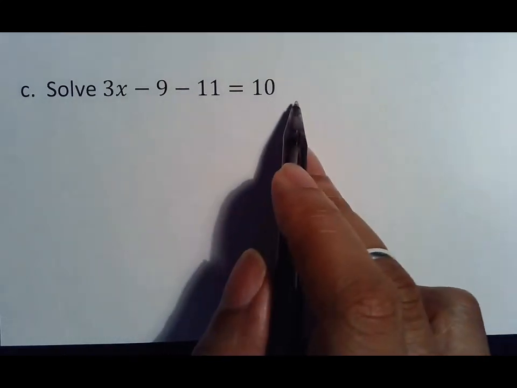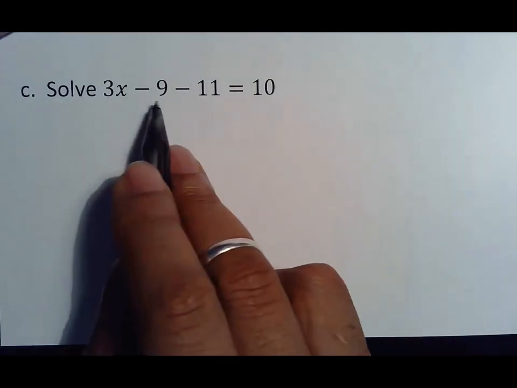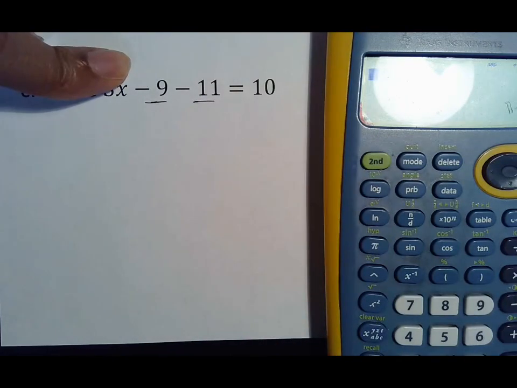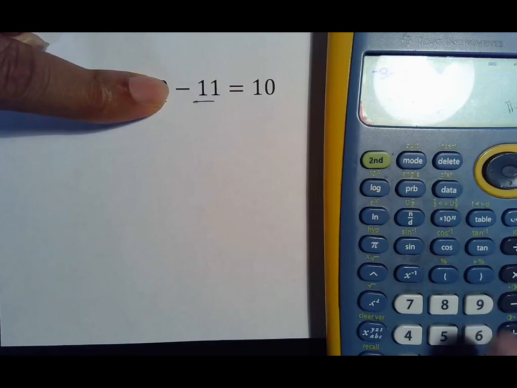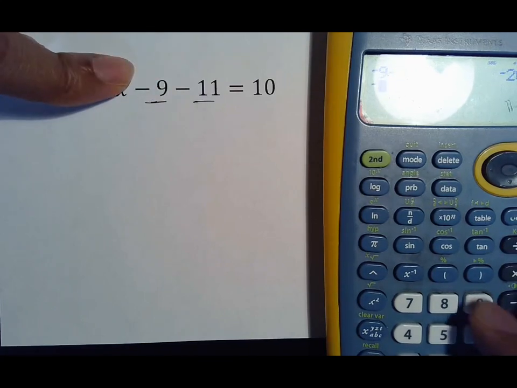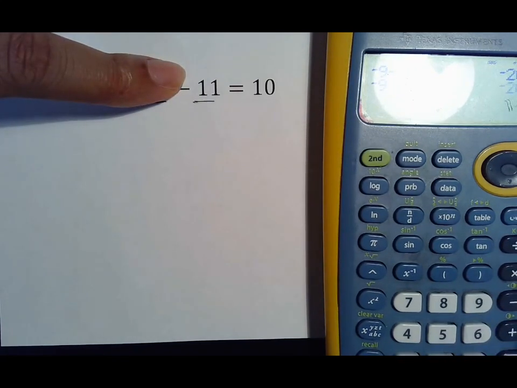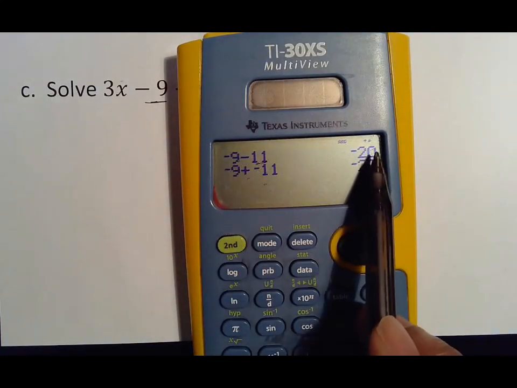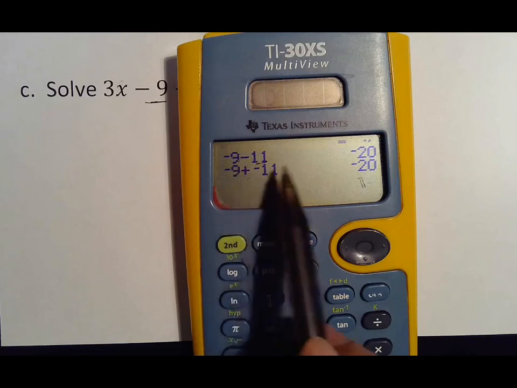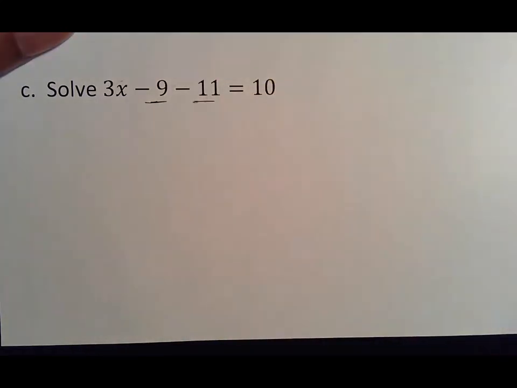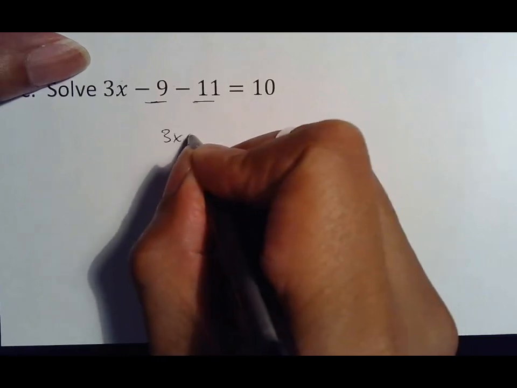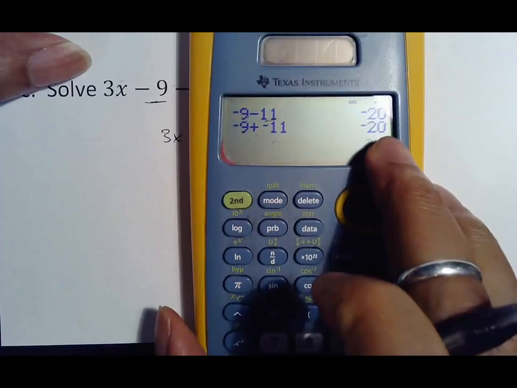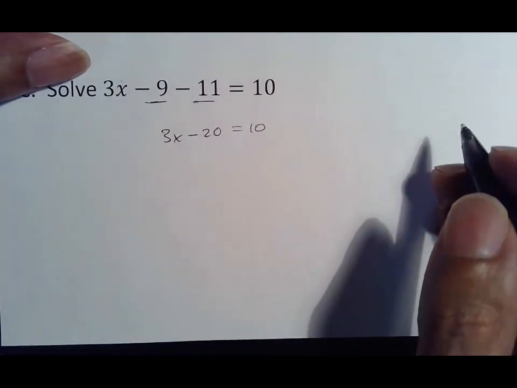3x minus 9 minus 11 equals 10. Again, 3x is good, but you got two numbers here on the left side that can be put together, and we type it in as is. Negative 9 minus 11 works, or negative 9 plus negative 11 also gets you the same thing. As you can see, again, negative 9 minus 11 was negative 20. Negative 9 plus negative 11 equals negative 20. However you decide to do that, just know that this turns into 3x minus 20 equals 10. Again, that 20 was negative, so you want to make sure you put minus 20.